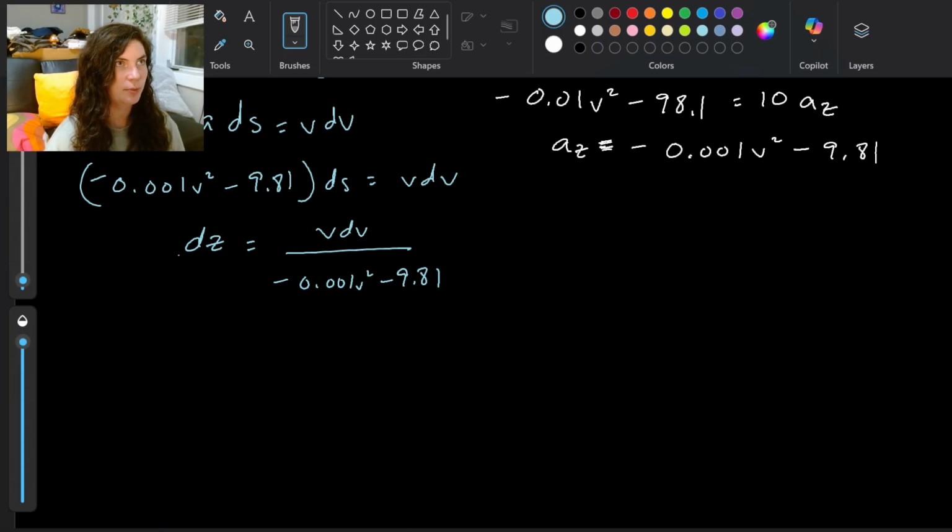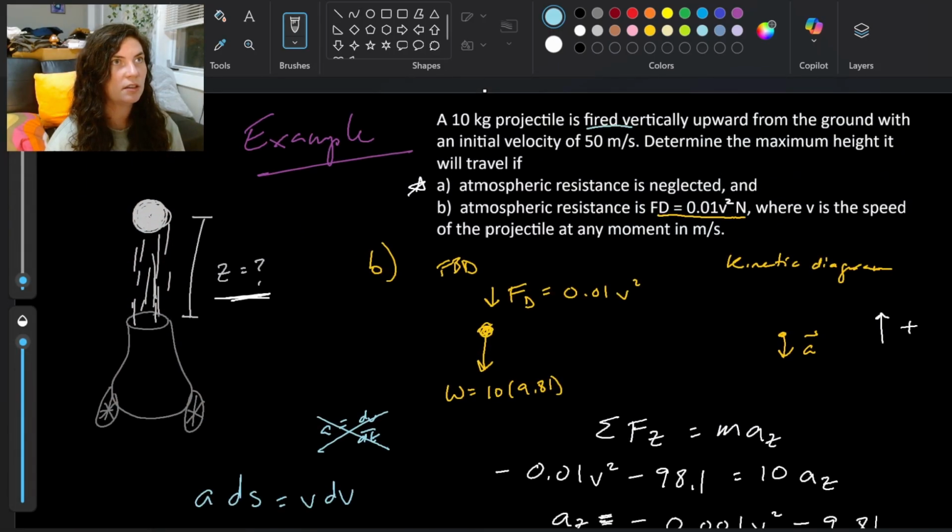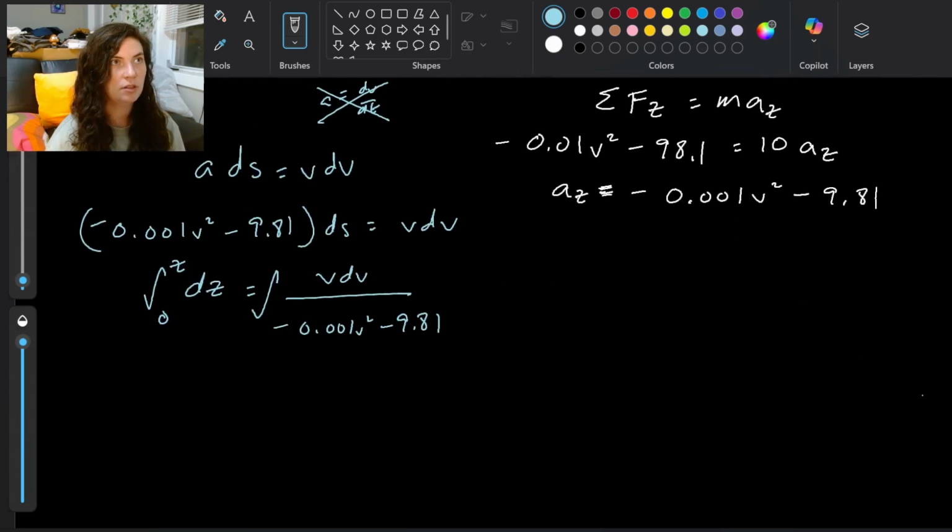And then I'm going to go ahead and do my integrals. I'm integrating from 0 to z. We start at the ground and we want to find out how high we're going. We're trying to find that height z. And then I'm going to integrate my velocity. Our initial velocity was 50 meters per second, and we're going to max height where our velocity is 0. So here we're actually integrating from 50 to 0.